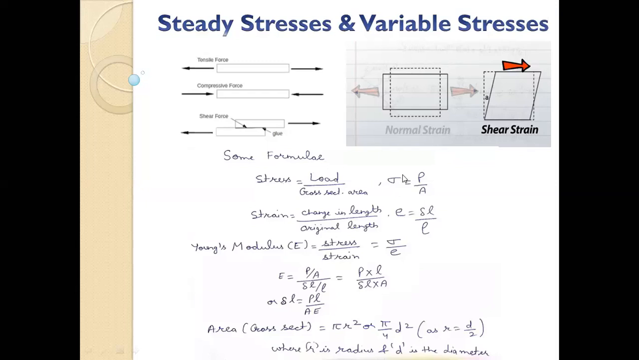Okay. So like here also, the stress sigma is equal to P upon A, strain is delta L upon L. Then as I said, delta L is equal to this formula. We have to remember delta L is equal to PL upon AE. Delta L is change in the length. P is load, L is original length, A is your cross-section area, E is modulus of elasticity. Okay.